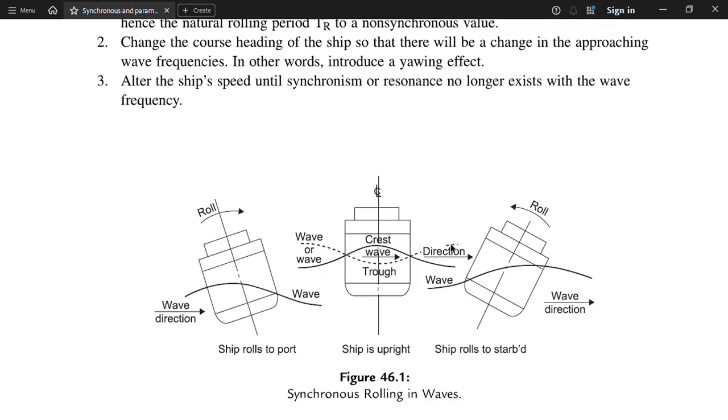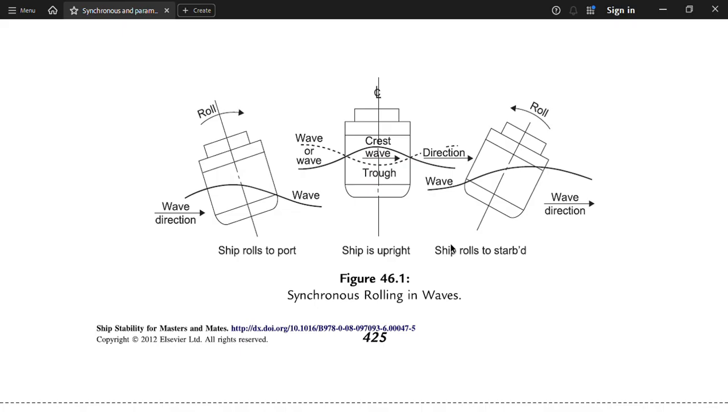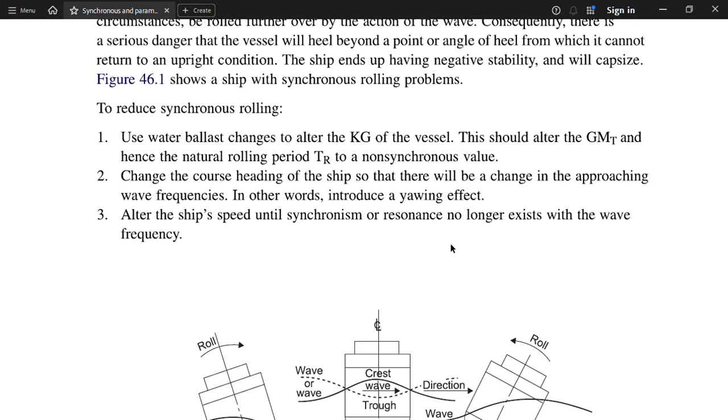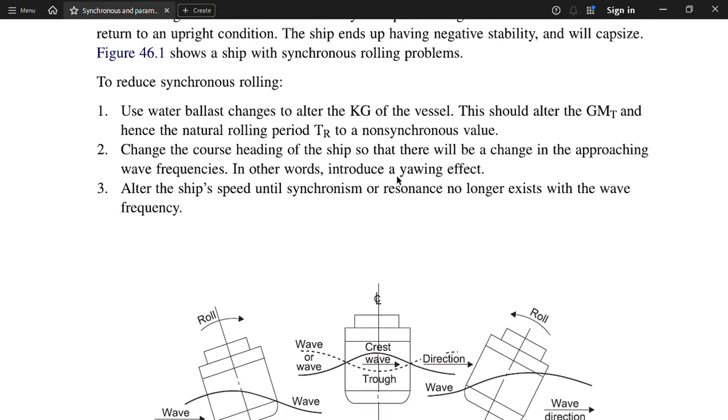Just pause for a minute. I hope it is clear to you. Now have a look at what we discussed. So we are introducing a yawing effect.